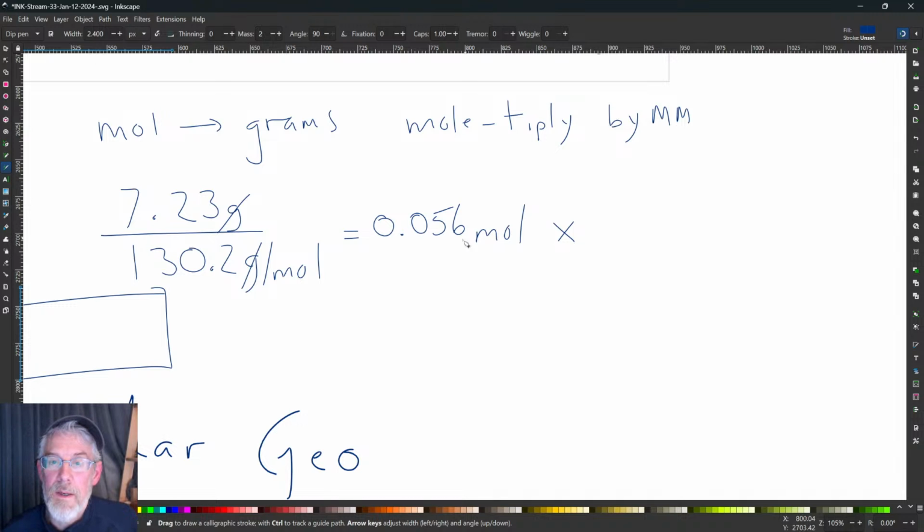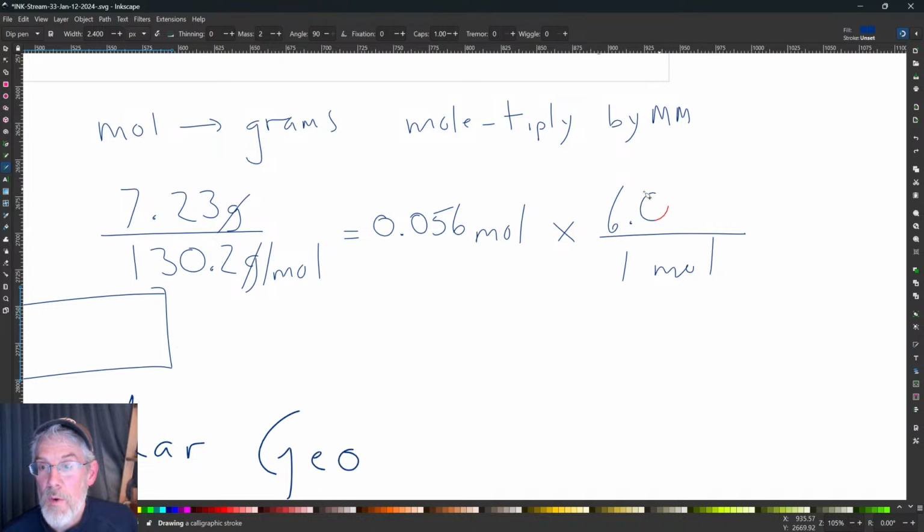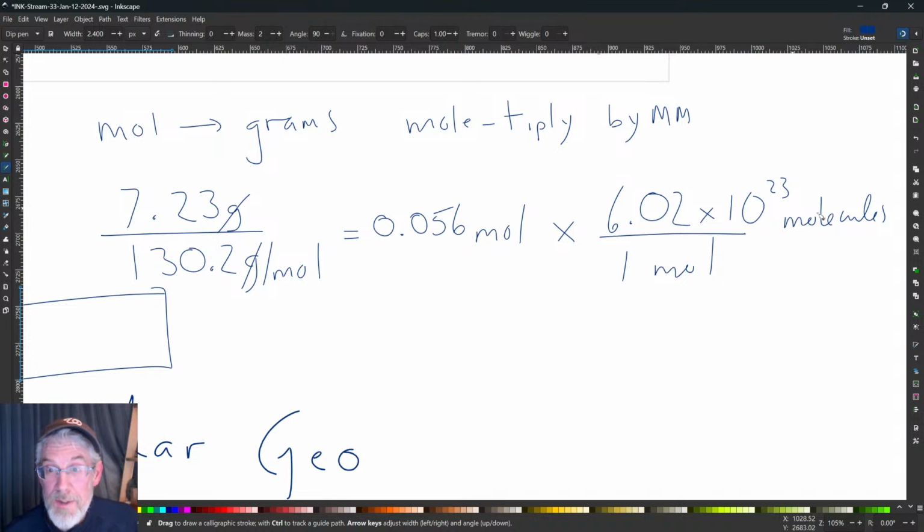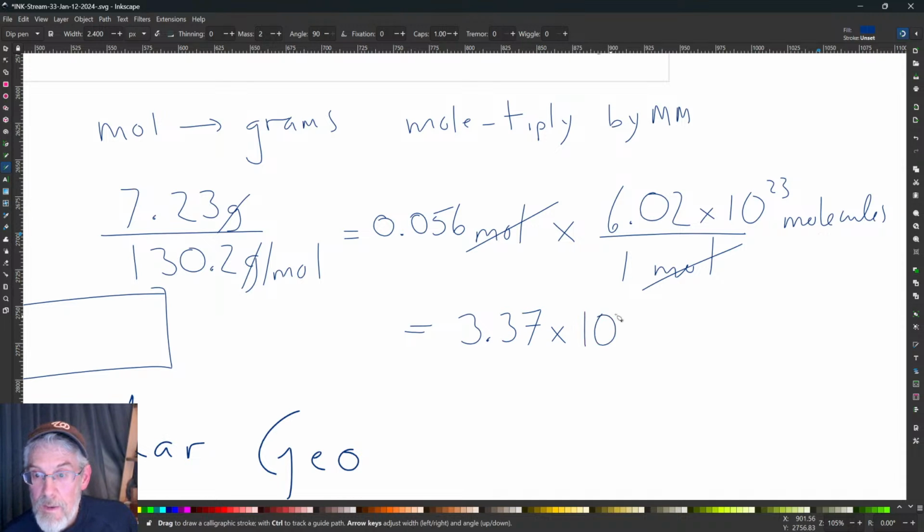Let's see. I want moles to cancel out. So yeah, I'm just multiplying. We have 1 mole is 6.02, make it look like an O, 6.022 times 10 to the 23rd molecules. So again, I'm multiplying because I'm starting with moles. Those cancel out. We're left with molecules. And I get 3.37 times 10 to the 22nd molecules.